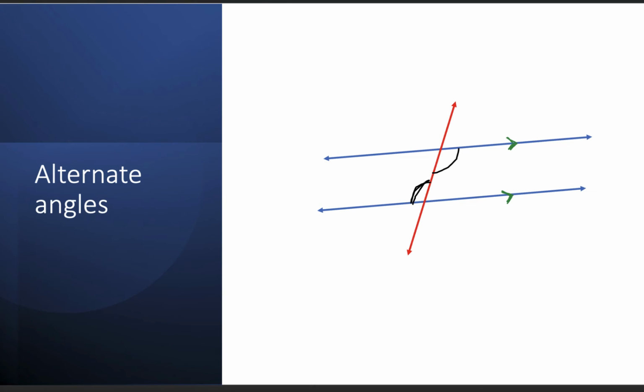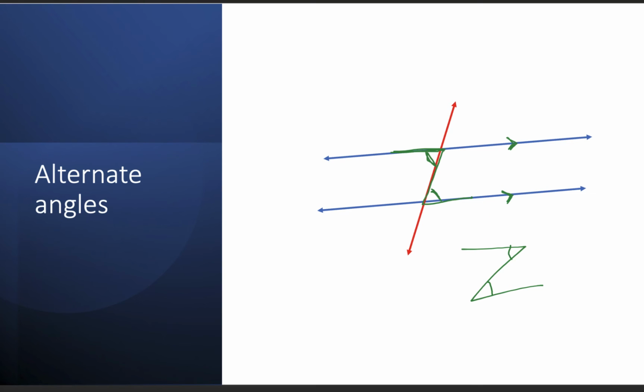Okay, now another set of alternate interior angles are here. This angle, you can see, and this angle, they are alternate interior. By the way, alternate interior angles create what we call a Z angle. So we have what we call a Z angle. So these two angles are alternate interior.